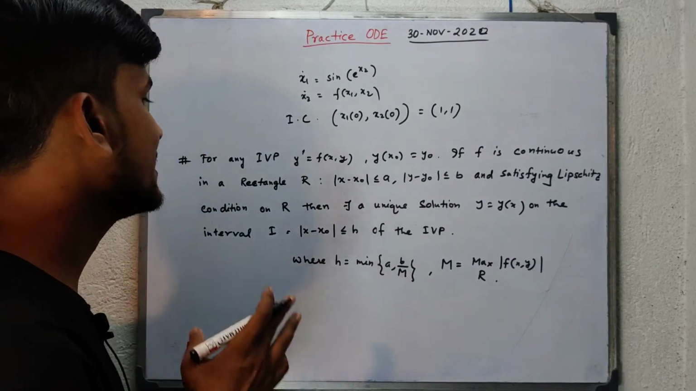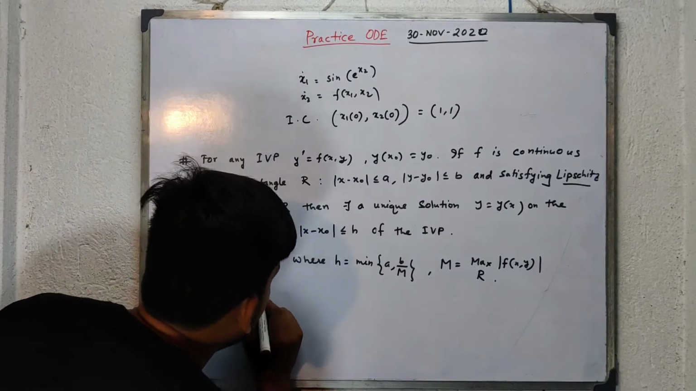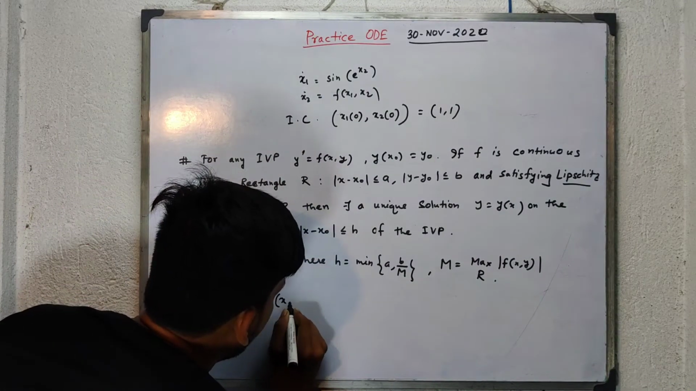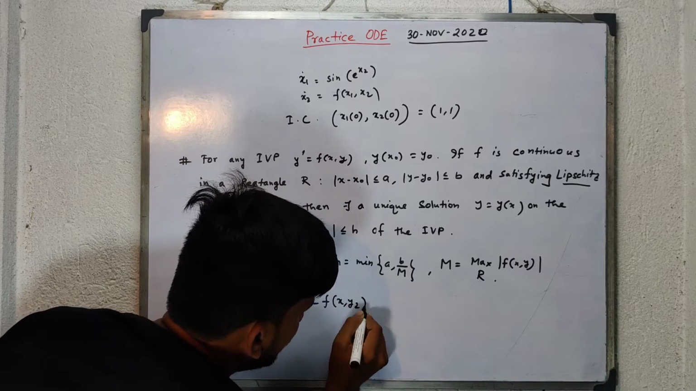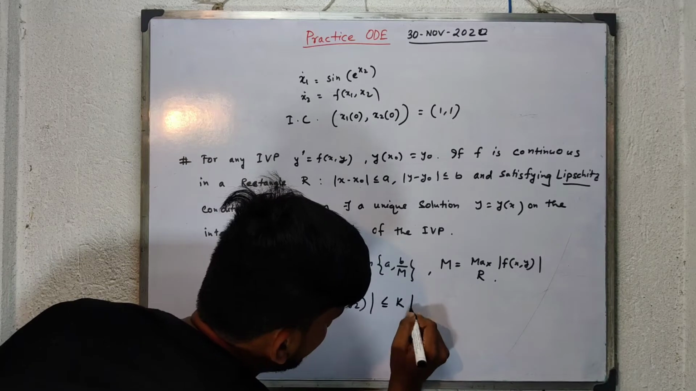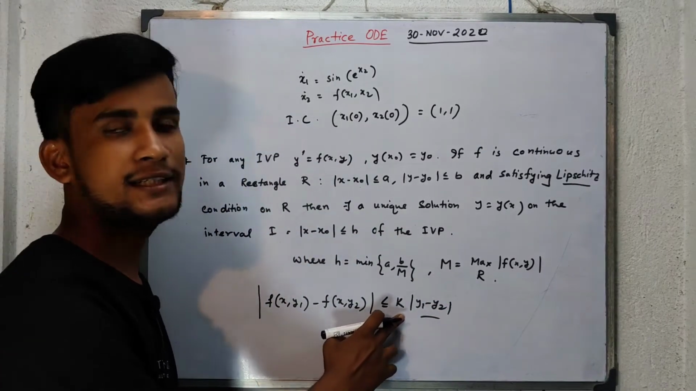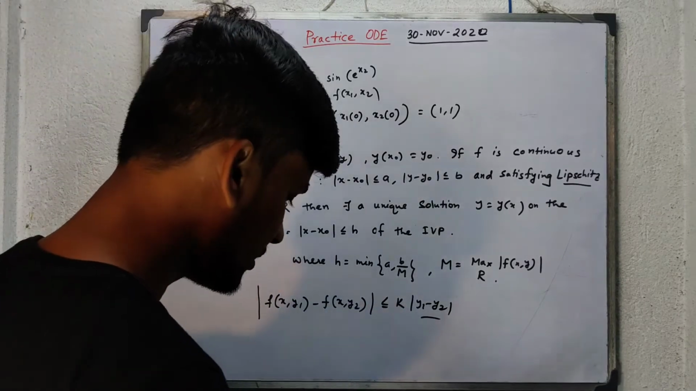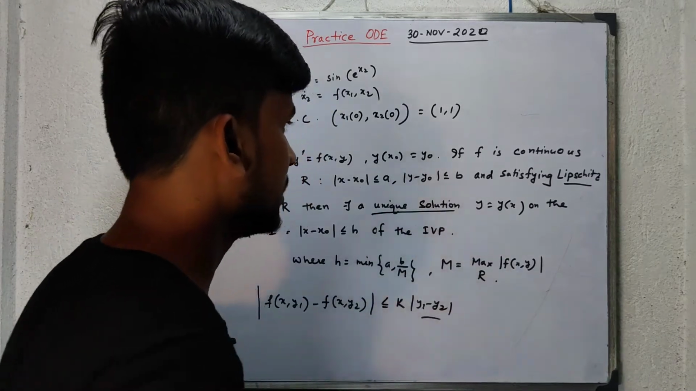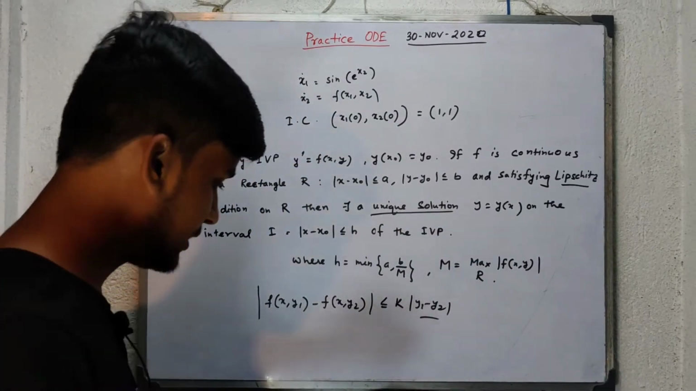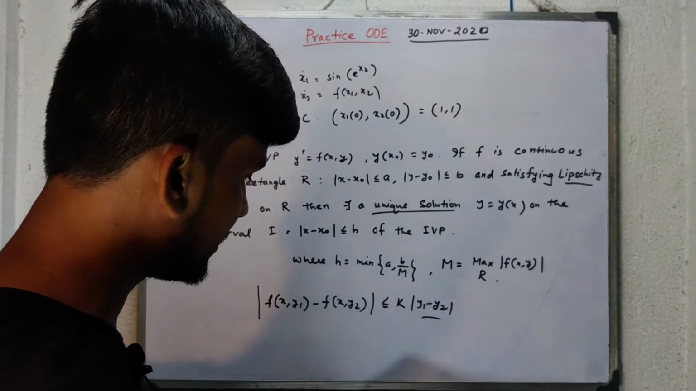So if f satisfies the Lipschitz condition, what is the Lipschitz condition here on y? Mod of f(x, y1) minus f(x, y2) is less than or equal to k into mod of y1 minus y2. This is the Lipschitz condition, and this k is called the Lipschitz constant. So this is Picard's theorem for uniqueness of solution. Here the question already says that f is a locally Lipschitz function.